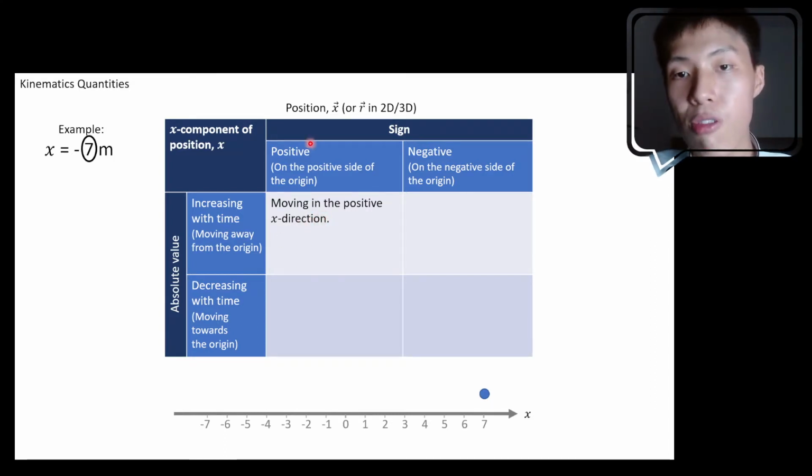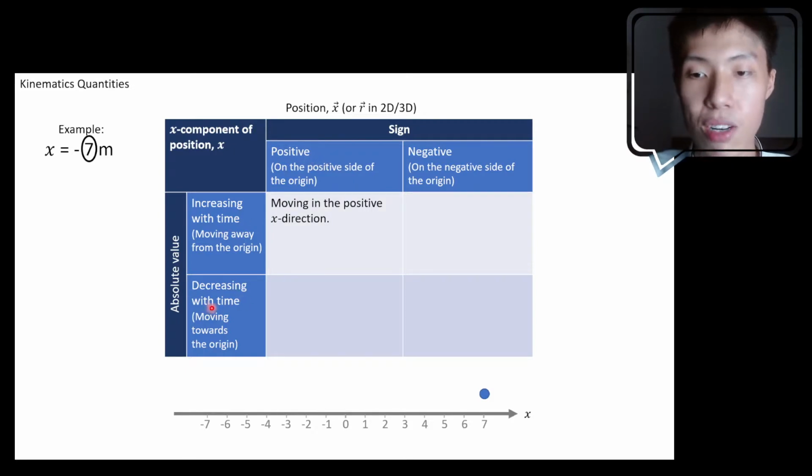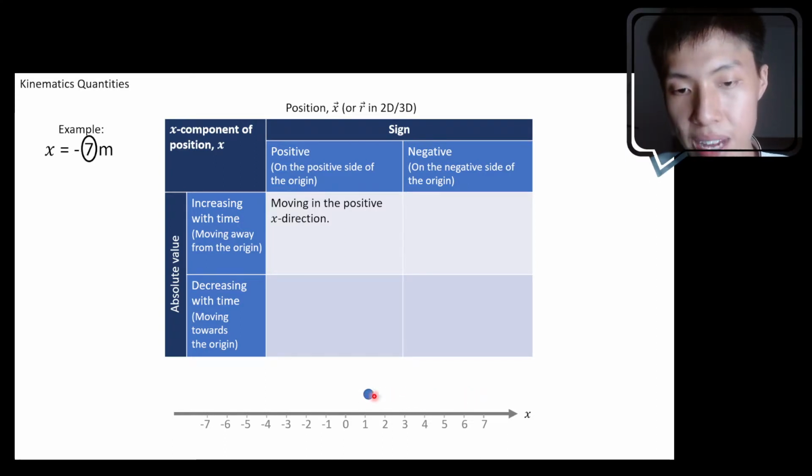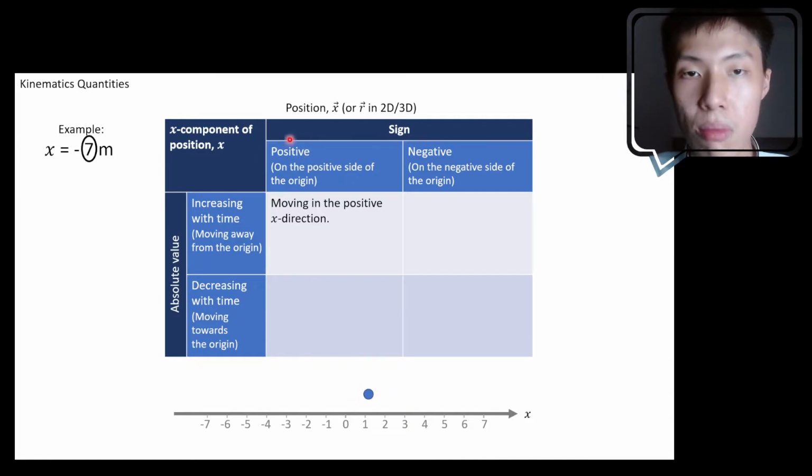Okay, now if the sign is positive, but the value is decreasing with time. This is a very good example. You have a positive value here, but this value is decreasing with time. So it's moving like this, okay? Decreasing with time. From 4, go to 3, go to 2, go to 1. All the time, it's always positive. So you can see that the object here is actually moving in the negative x direction.